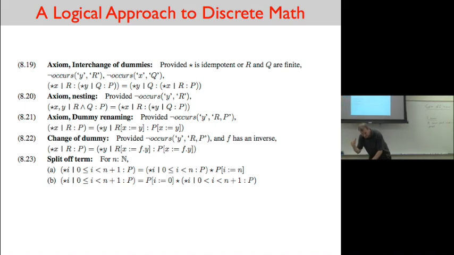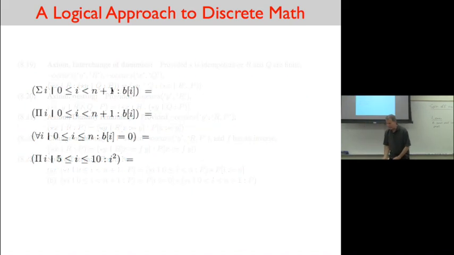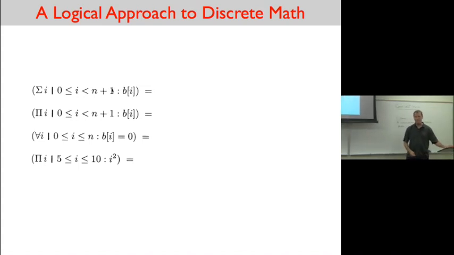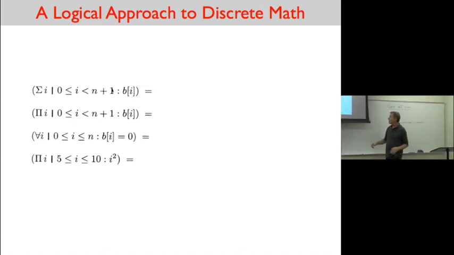But this splitting off from one side or the other is going to be very useful. We'll use this all the time. So here's an exercise then. Mason, what do you think? For this one, let's split this off on the right. Now, what does this say? It says sum, that sigma is addition, right? So sum on I, 0 less than or equal to I, less than n plus 1, body b sub I.